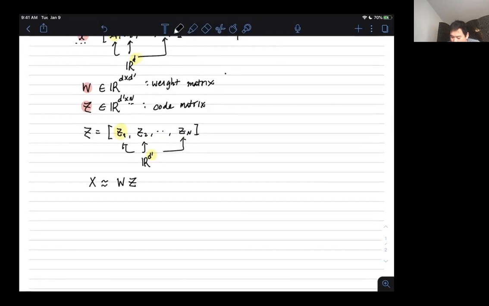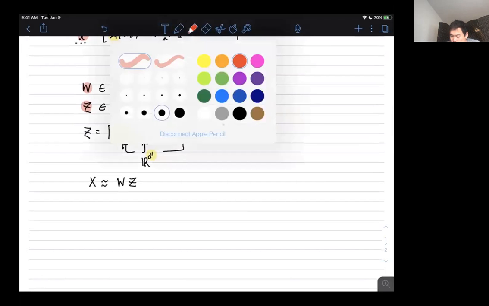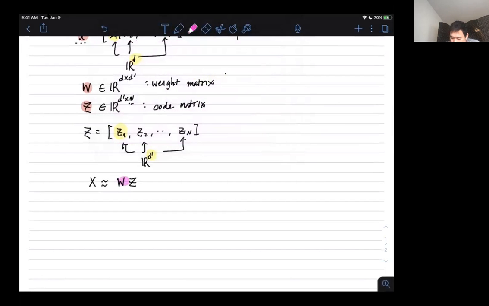So our goal is to find both W, the weight matrix, and Z, the code vector matrix, that explain X as well as possible. The product of this weight matrix and the code matrix should be as close as possible to the original input matrix X. That means the product of these two matrices is going to explain X as well as possible. This is what we meant by matrix factorization.